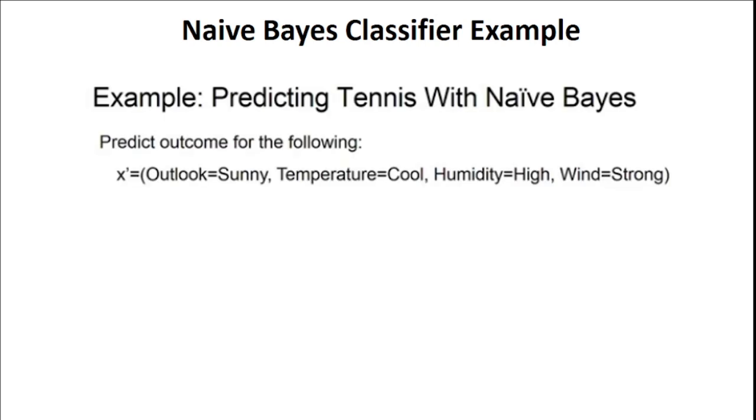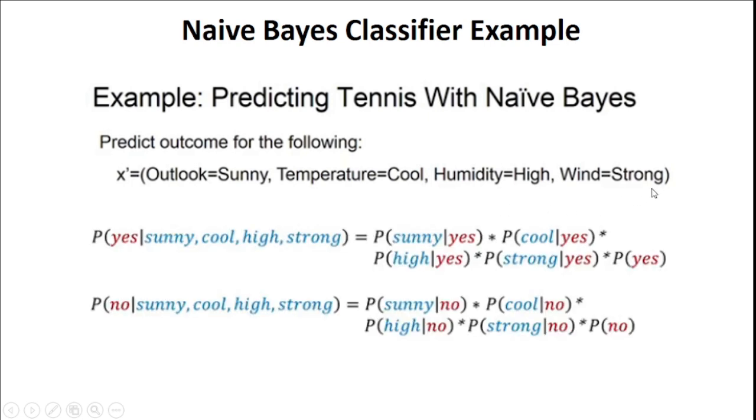What do you need to find? You need to predict the output for x dash given outlook equal to sunny, temperature equal to cool, humidity equal to high, and wind equal to strong. That is, the probability of yes given sunny, cool, high, strong, and the probability of no given sunny, cool, high, and strong. We can calculate all those values one by one.